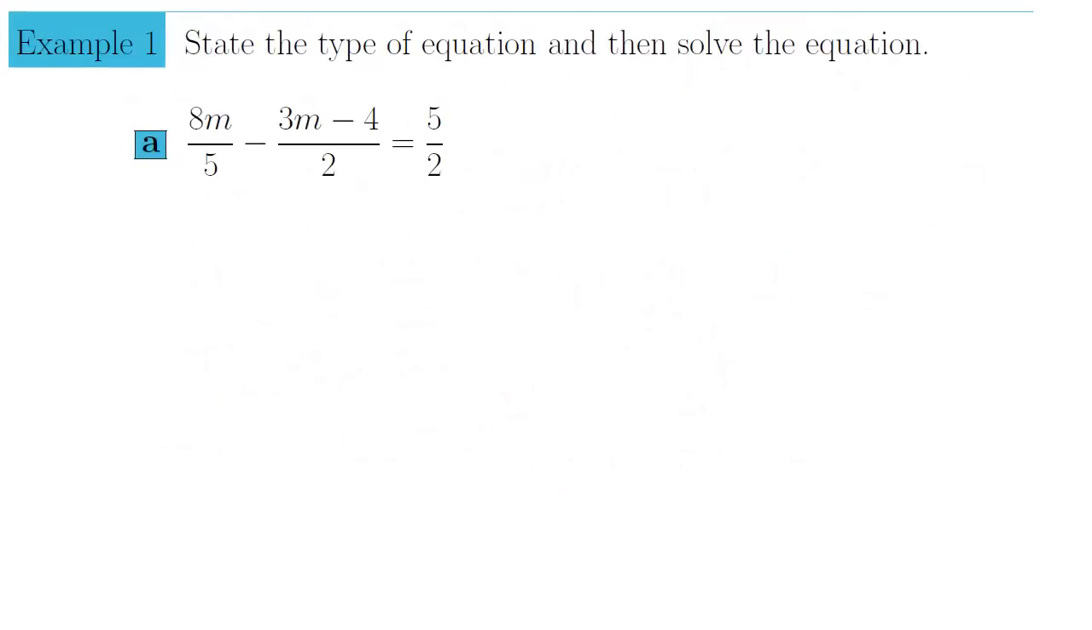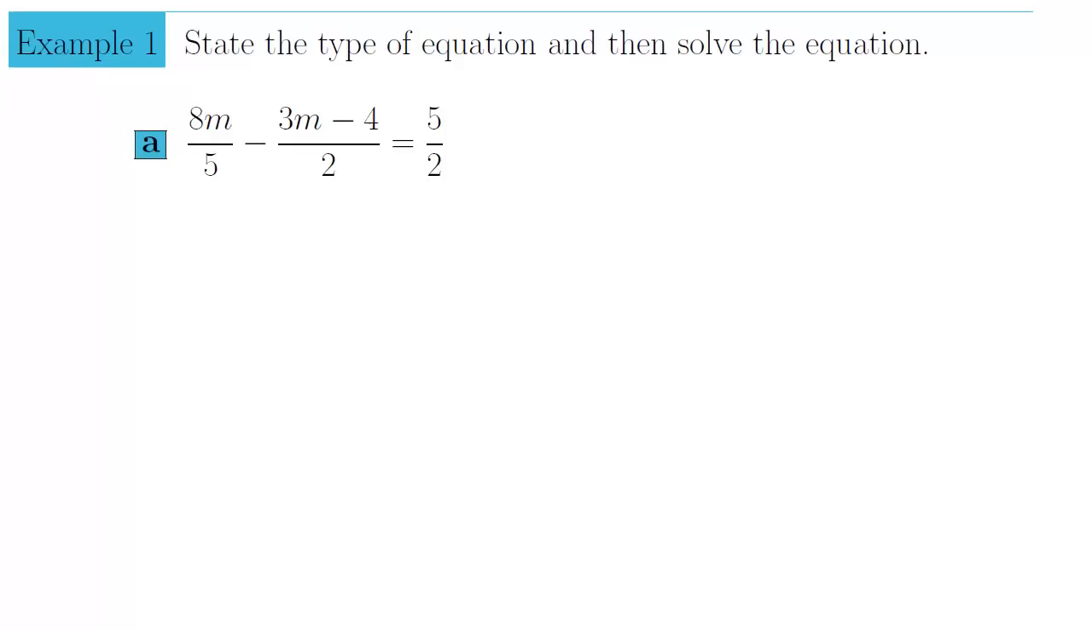Alright, so here's our first example. The instructions say state the type of equation and then solve the equation. And the first equation we're given is 8m over 5 minus 3m minus 4 over 2 equals 5 halves. Okay, so there's two key features you should notice about this equation. First of all, the variables have exponent 1, and there's no variables in the denominator. So in all technicality, this is a linear equation. Okay, but we do have fractions, so it's also a rational equation.